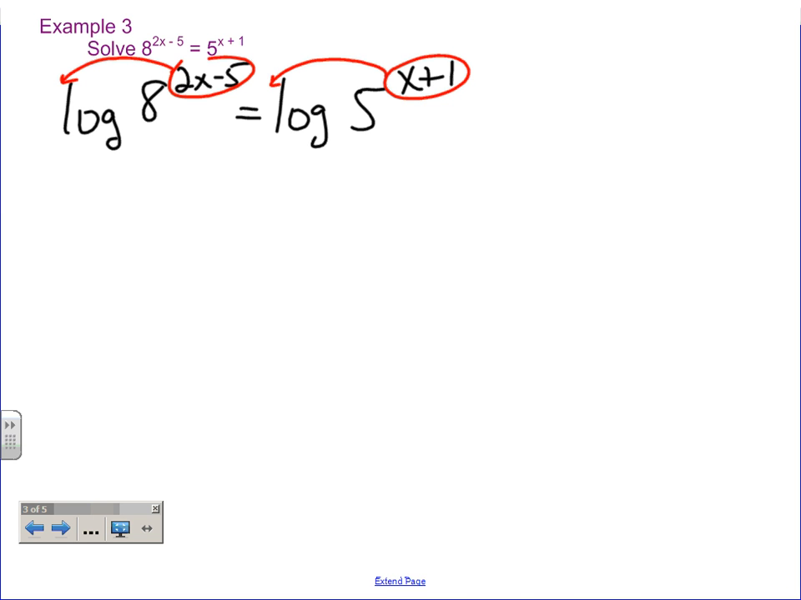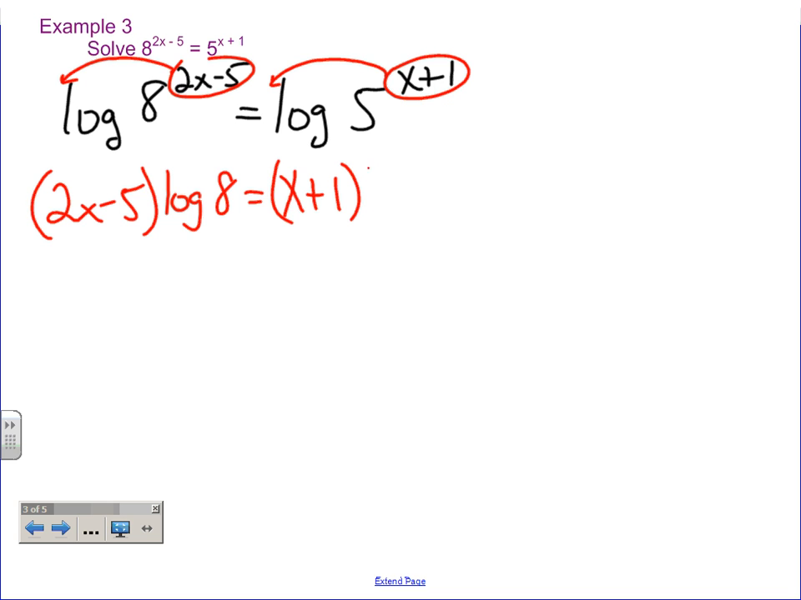Okay? And so this one really says 2x minus 5 times the log of 8, which is just some number, equals x plus 1 times log of 5. Are there any questions how I got to where I'm at right now in the red? No?